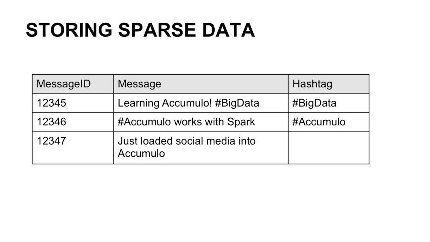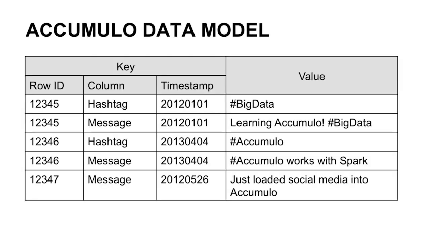For example, we may have some social media messages that we're storing in Accumulo. Some of these messages may include hashtags. We may choose to store these hashtags under their own column, with the original message in another column, both under a common row ID. In Accumulo, there's no need to store a null or blank value in rows that don't have a hashtag. There is simply no key-value pair for that column.